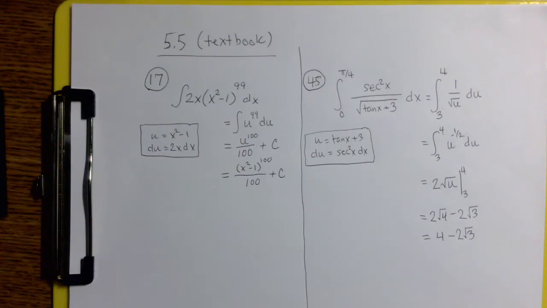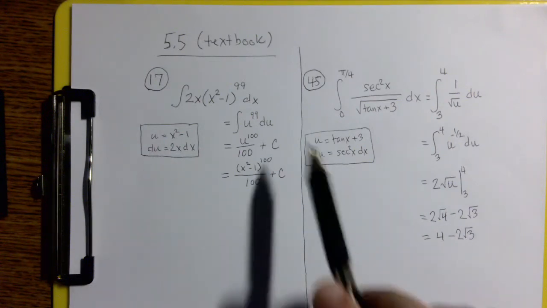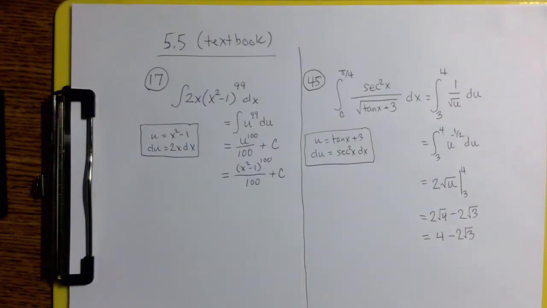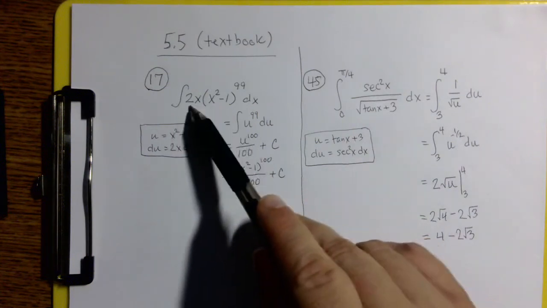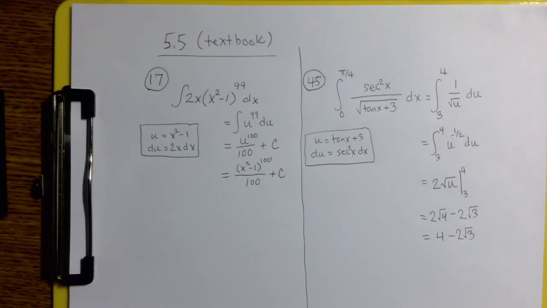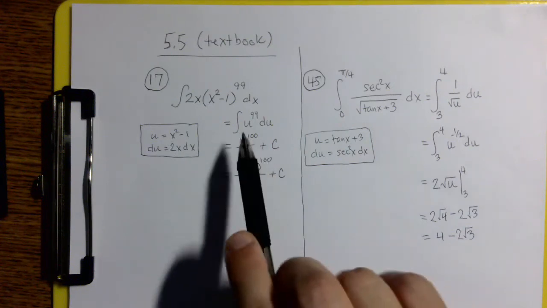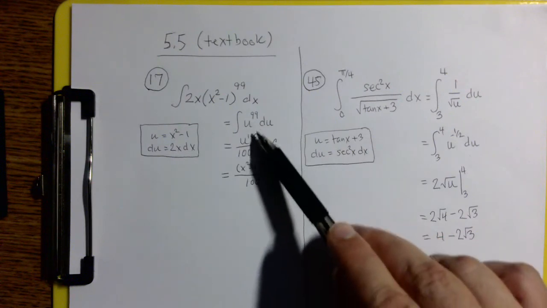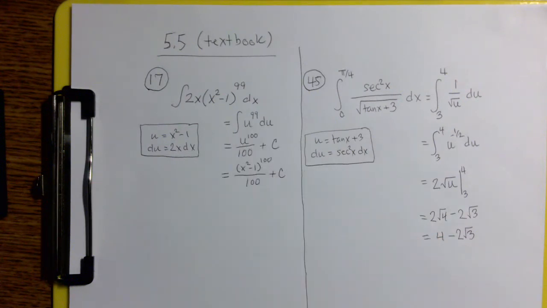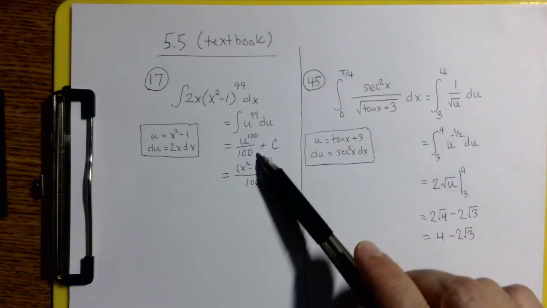Some of them work out a little less nicely because of a constant multiple that we have to account for. But here our new integral is u to the 99th du. And the goal is always to end up with a new integral that's easier to work with. Otherwise, why are we doing this technique if it's not helping us, right? So we want to start with something that's challenging to work with and end up with something that's less challenging. This one, we only need the power rule for antiderivatives.